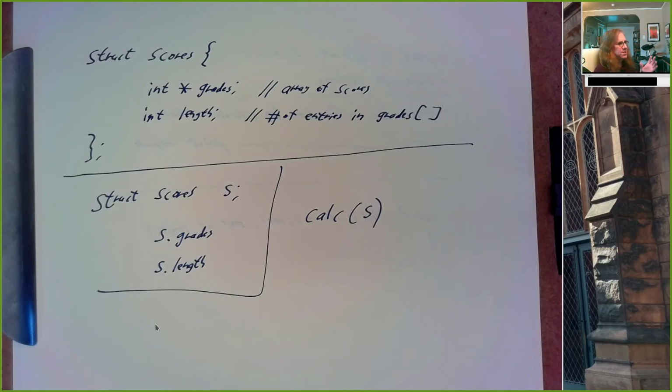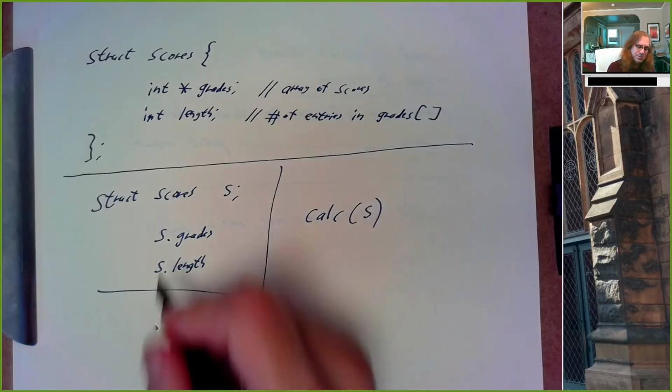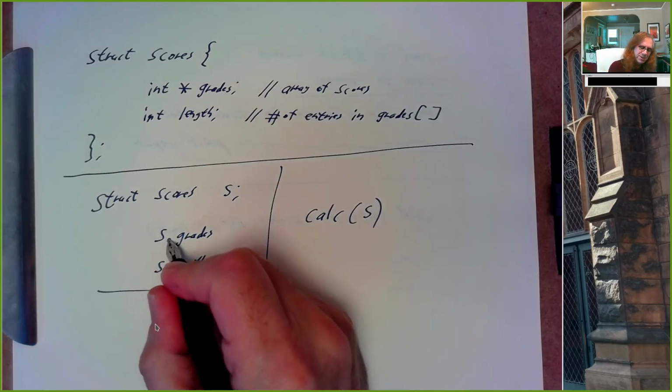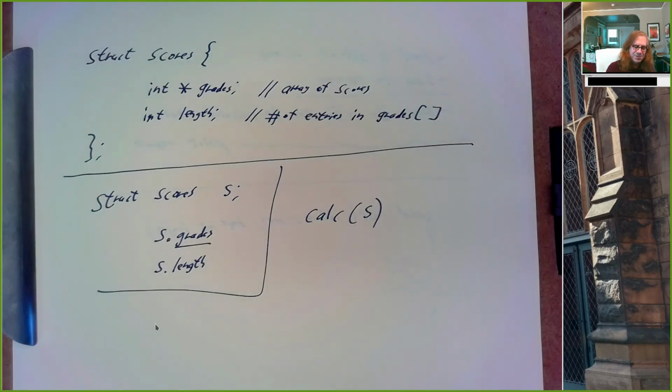All right, is this making sense? What does the dot do? So the dot says, yeah, access part of the structure. So if S is a structure, S dot some field name says, give me that piece of the structure. And that's just C syntax.